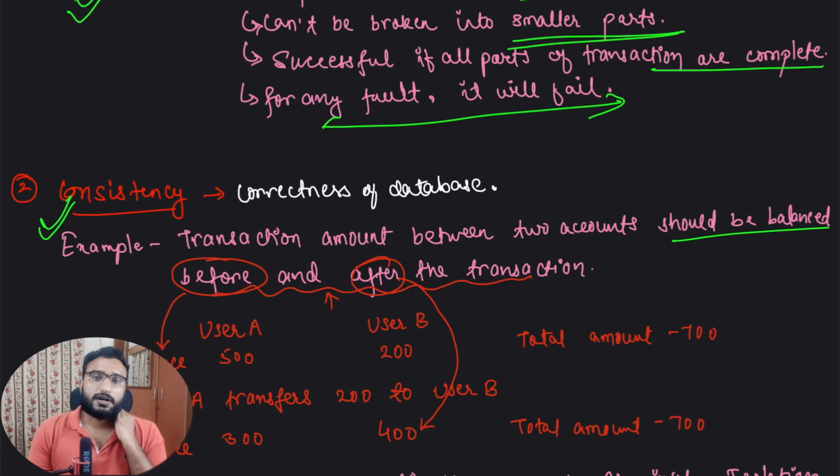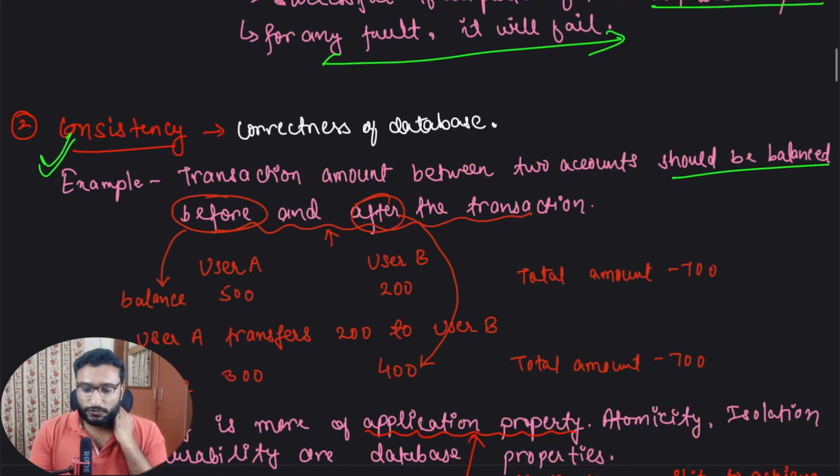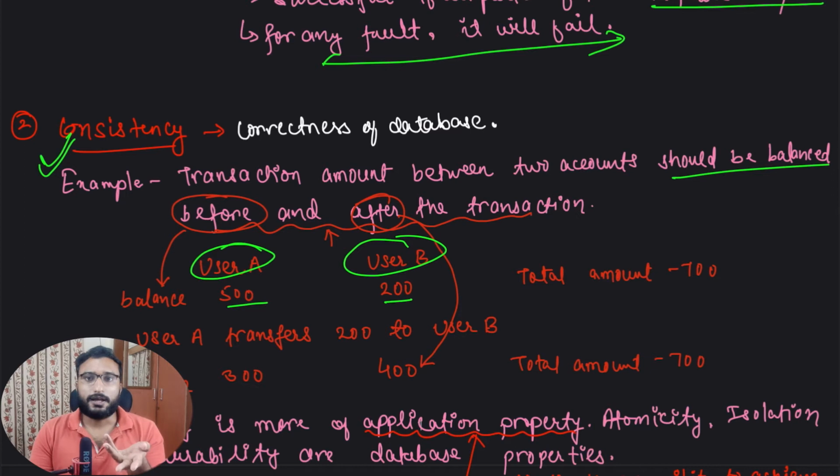ठीक है. So let's say we have two users, user A and user B, and the total balance before starting the transaction is 500 and 200. User A has account balance of 500, user B थोड़ा कम अमीर है तो उसके पास सिर्फ है 200 रुपये. ठीक है. Now user A is transferring 200 to user B.